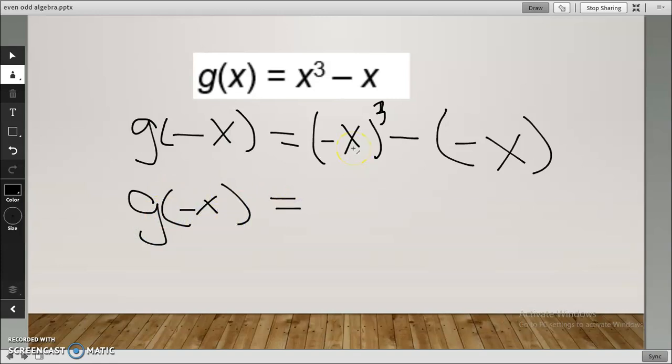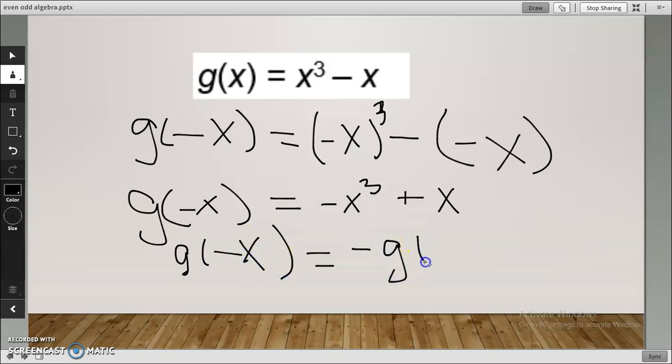Negative x cubed is still going to be negative x. And then a negative times a negative is a positive. And so if I look at this compared to this one, all of my signs are different. So here I have a negative, here I have a positive. Here I have a negative, here I have a positive. So this means that g of negative x is the negative of g of x, because all the signs change, and that's what it means when I change the signs. So this means that this is an odd function.